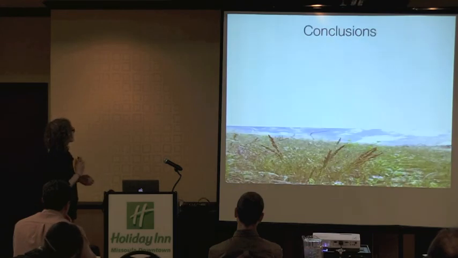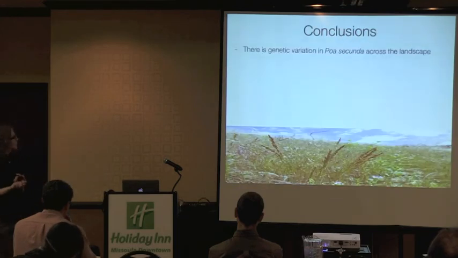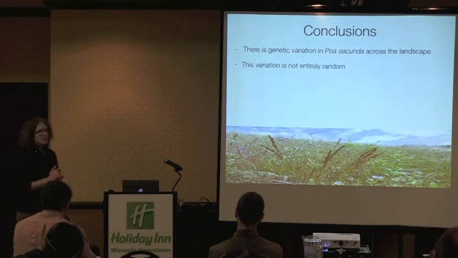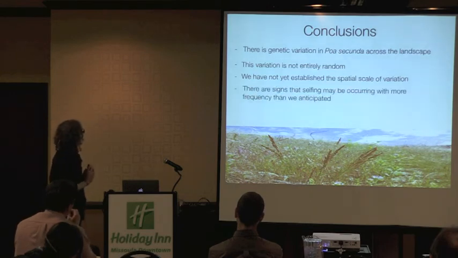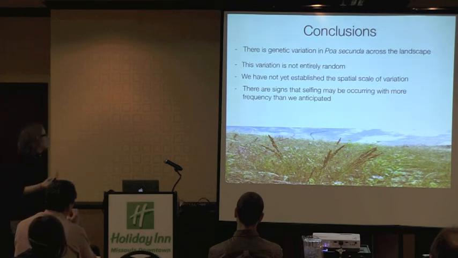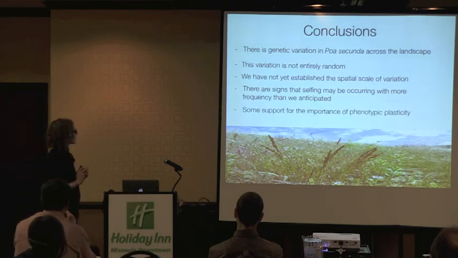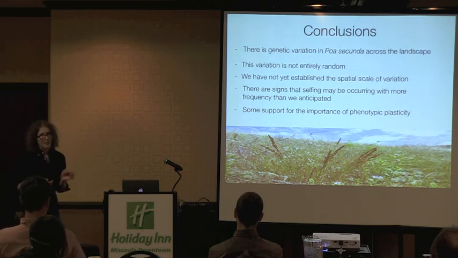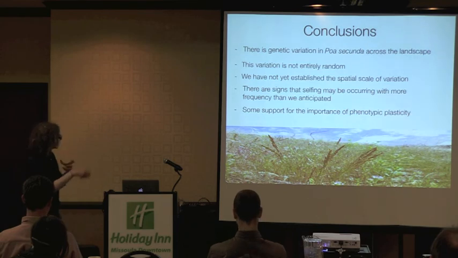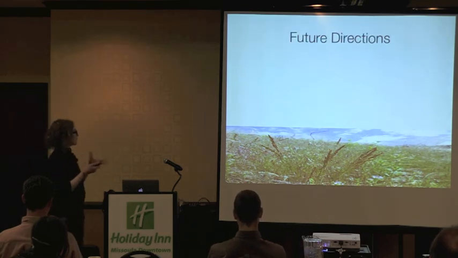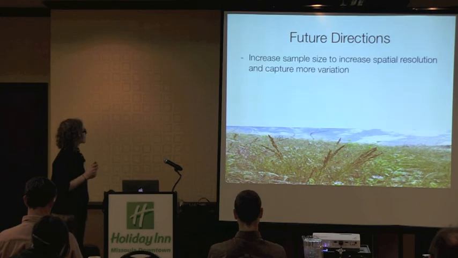So in conclusion, we have shown that there is genetic variation in Poa secunda across the landscape, but this variation is not entirely random. We're seeing significant correlation with site differences. We've not yet established the scale of that variation, and there are signs that selfing may be occurring with more frequency than we anticipated. There's also some support for the importance of phenotypic plasticity in the species, which isn't exactly new information, but it's always good to come back to those kinds of core understandings of how a species works.